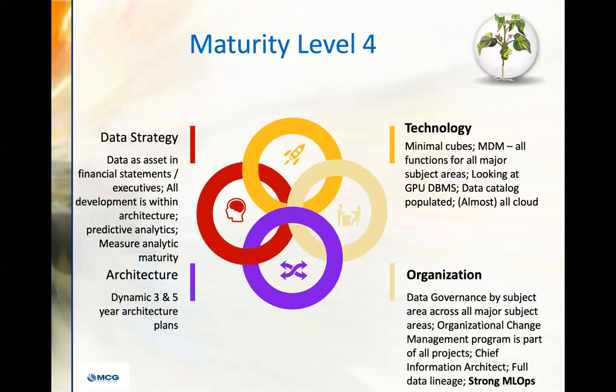Now, keep in mind, we're down to a good 12% of organizations that are here. But these are definitely going to be some winners. Data governance by subject area across all major subject areas. So you're doing well with data governance here. You're doing well with organizational change management. Now, in addition to all those other chiefs, you've got a chief information architect, because information architecture has a seat at that table. Full data lineage. You know where the data came from, what happened to it, how it got to wherever it is at any point in time. And you have strong, not just DevOps, but you have MLOps. I'm going to come back on this a little bit later.